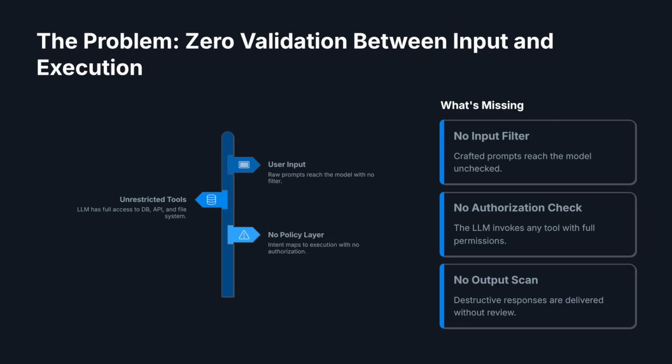Today we are building a four-layer defense system in LangGraph: input validation, tool call authorization, output filtering, and policy as code guardrails. And I will show you a technique that catches injection attempts before the LLM even sees them.